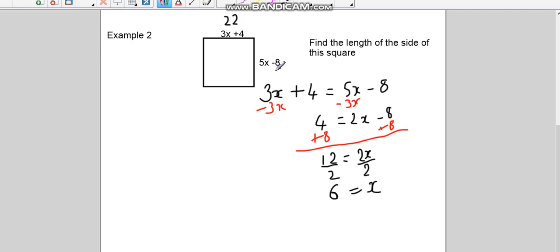Let's double check that this gives me the same answer. 5 6's are 30, take away 8 is also 22. So I know I've got the right value. X is 6 and the length of the side is 22.